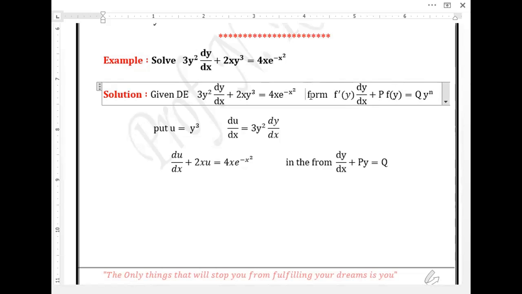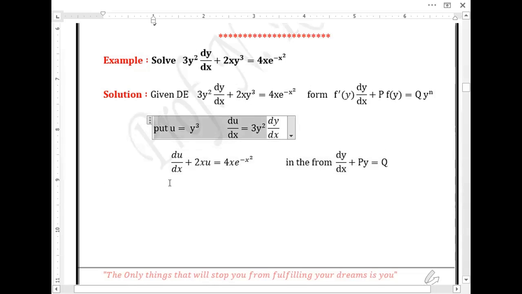This is the form of my differential equation. So the f of y is nothing but the terms which is containing only y. When we observe here, the 2x is the value of p, and y cube is f of y. So we have to assume the value of f of y is equal to u. So we put the value, finding the derivative, then we get a conversion of a differential equation. We have to find its integrating factor.